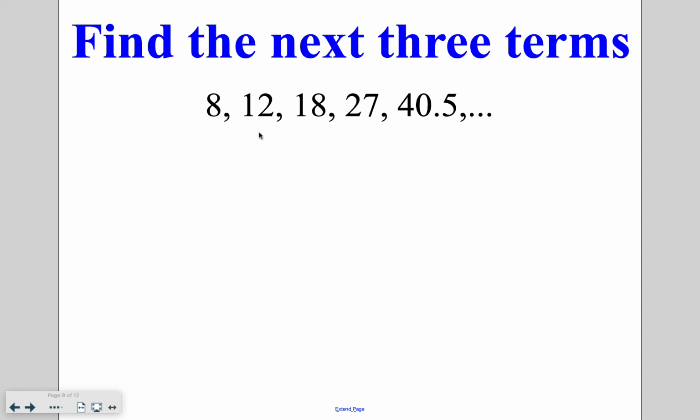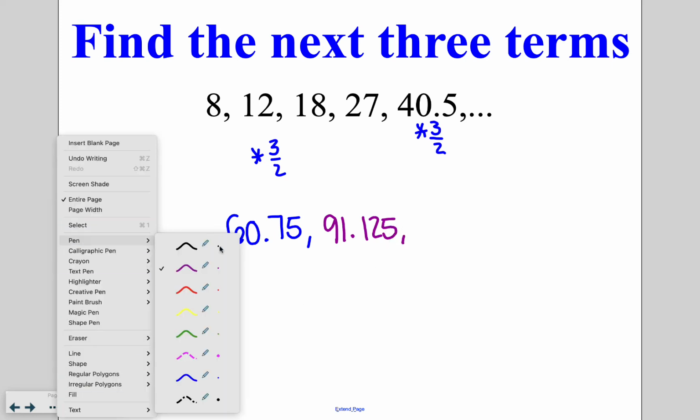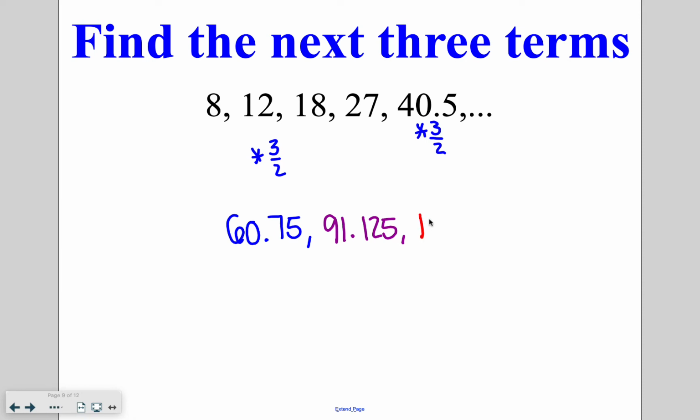So we know that our sequence in this case was being multiplied by 3 halves. So to find the next term, I'm going to do 40.5 times 3 halves, which is going to give me 60.75. Then I'm going to multiply 60.75 by 3 halves, which is going to give me 91.125. And then I'm going to multiply 91.125 by 3 halves, and I get 136.6875.